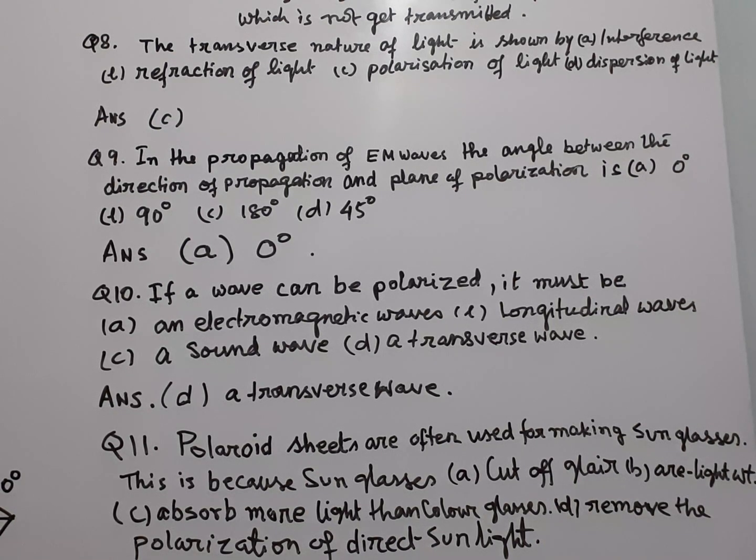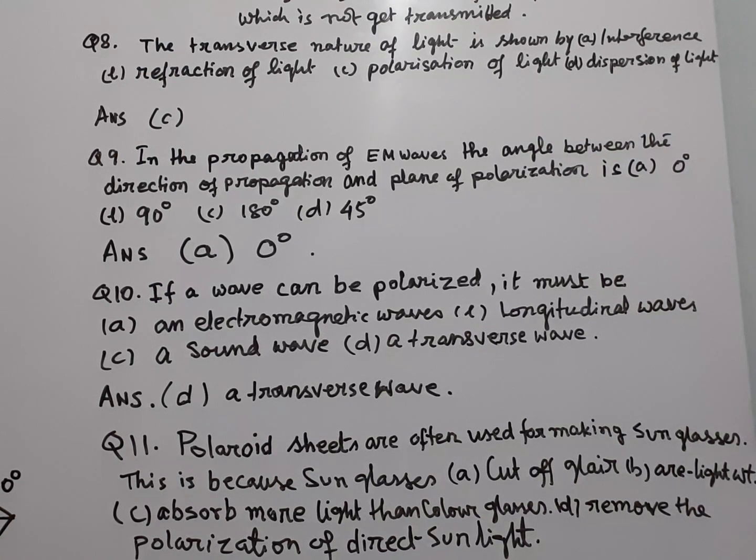Now, question number 8. The transverse nature of light is shown by interference, refraction of light, polarization of light, dispersion of light. Answer will be C. Transverse nature, you know that polarization is there. Next question, question number 9. In the propagation of an electromagnetic wave, the angle between the direction of propagation and plane of polarization is 0 degree. A will be the answer.